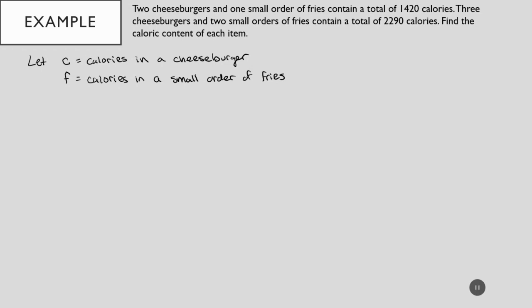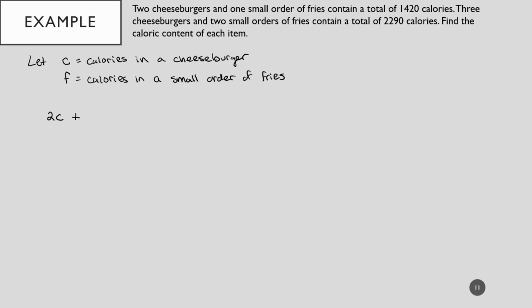The second step is to come up with your equations. Because they're telling us how many cheeseburgers we have and how many fries we have, this is considered a number of items problem. And it's actually quite simple to turn into an equation because you're literally translating the sentences. So we have 2 cheeseburgers. I'm going to use C, the calories in a cheeseburger, 2 times the cheeseburgers.